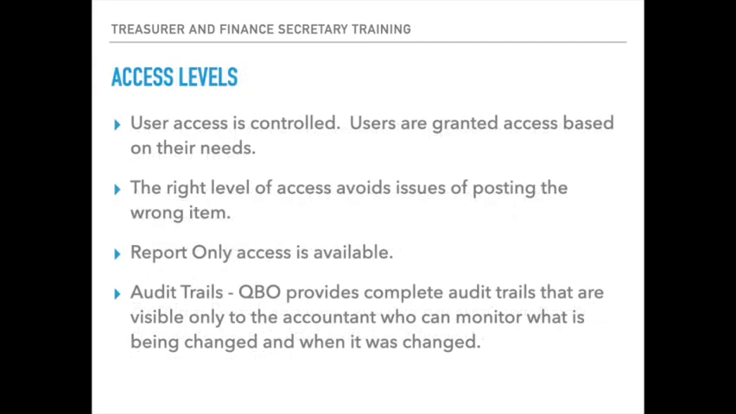User access is controlled by the system, and users are granted access based on their needs. The right level of access avoids the issue of posting the wrong item. Report-only access is always available and free of charge, and you can have as many users that need report capabilities enabled on the system. QuickBooks offers a full audit trail, so any user using the system will be visible to the accountant who can monitor what is being changed and when it was changed. The accountant also has the power to reverse transactions in an easy documented manner, which will also be captured in the audit trail.